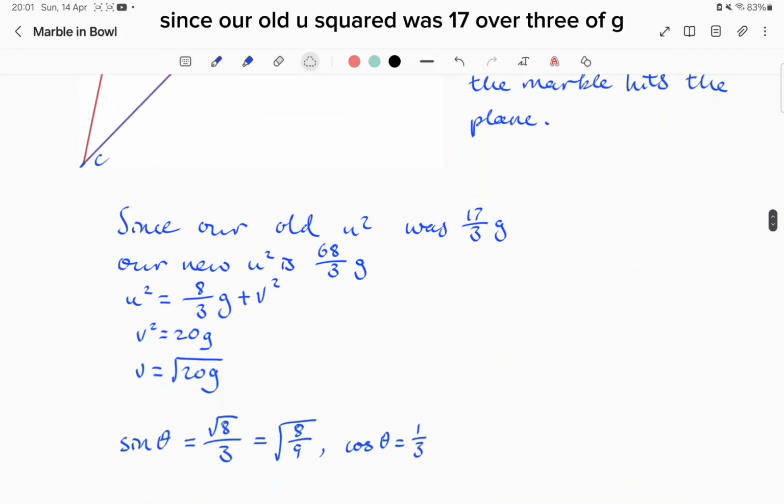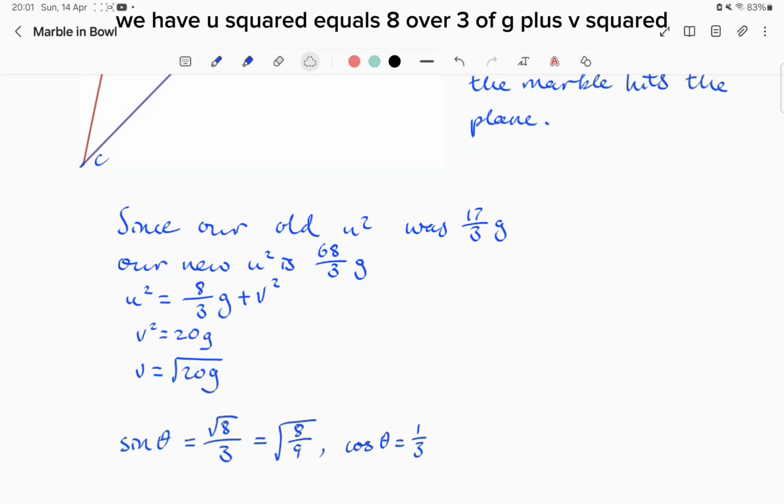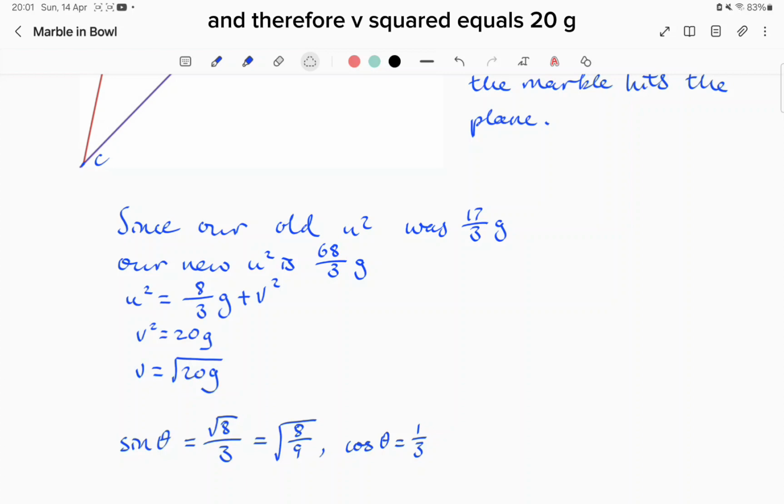Since our old u squared was 17 over 3 of g, our new u squared is 68 over 3 of g. From part A, we have u squared equals 8 over 3 of g plus v squared, and therefore v squared equals 20g. V is therefore equal to the square root of 20g.